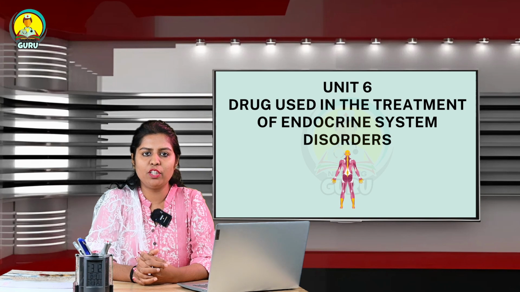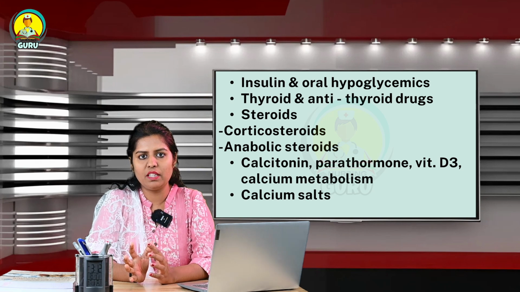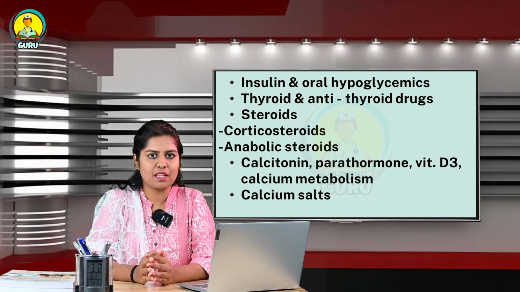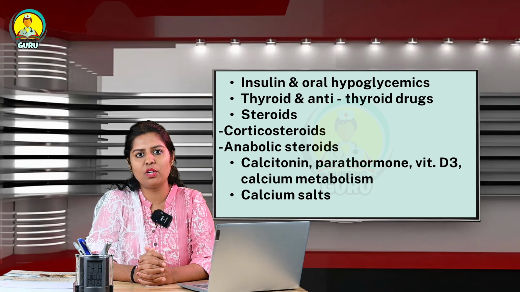Drugs used in treatment of endocrine system disorders. Here, insulin and oral hypoglycemics. Insulin is very important, so they will ask for 2 marks or sometimes for 5 marks. They may ask for treatment of diabetes insipidus or diabetes mellitus. Like that, the question also you may get, or sometimes they may ask directly to write about insulin. Then thyroid and anti-thyroid drugs, steroids, corticosteroids, anabolic steroids, calcitonin, parathormone, vitamin D3, calcium metabolism, then calcium salts.